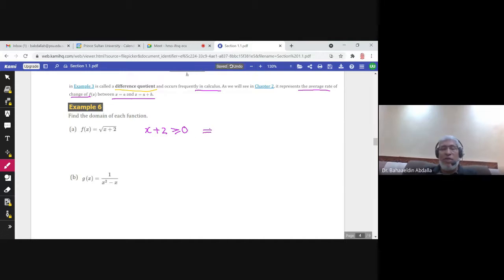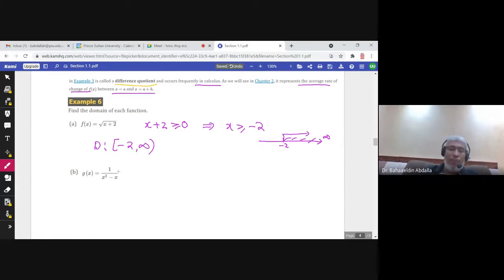So if you take 2 to the other side, this means that x is greater than or equal to negative 2. The domain is the set of all possible values of x, where x is greater than or equal to negative 2. So it is here, greater than negative 2, and this is infinity. So the domain would be from negative 2 to infinity.